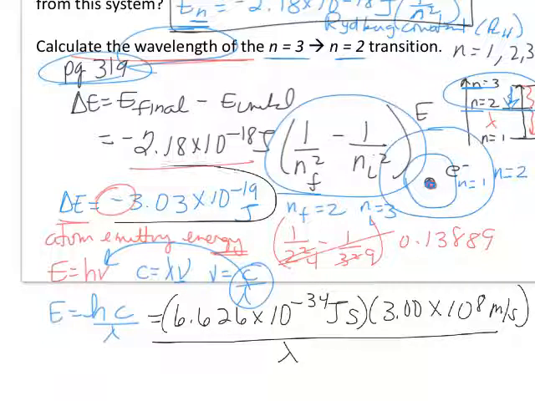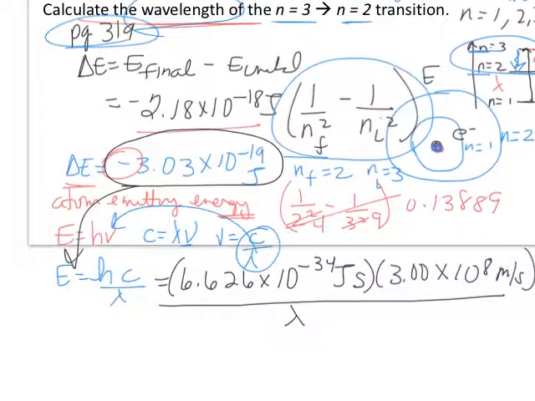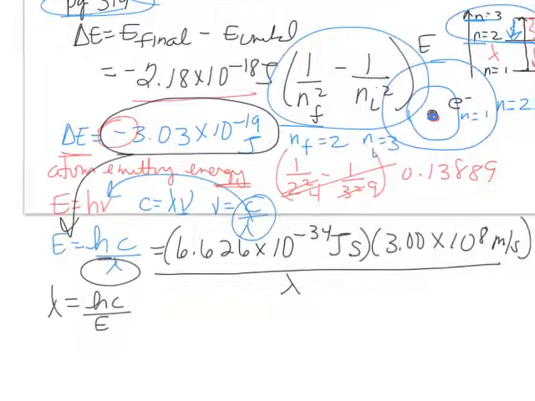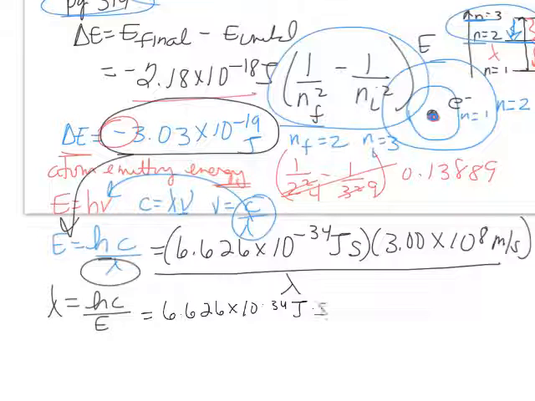So we do have our energy. We're going to put this energy in here. But what I've done is something I don't like to do, and that's I like to solve for lambda first. Because that's what it's asking. So let's just go ahead and isolate our variable. That would be hc divided by E. And so redoing that equation then, 6.626 times 10 to the negative 34 joules second times speed of light.